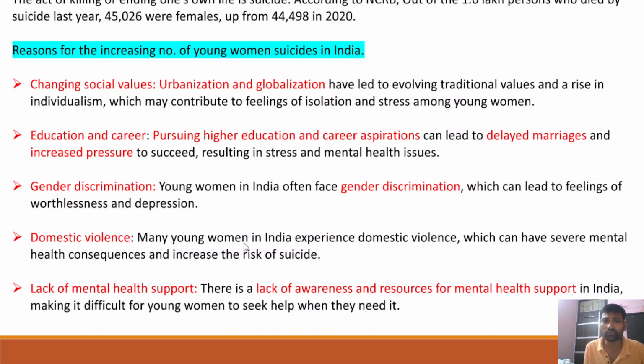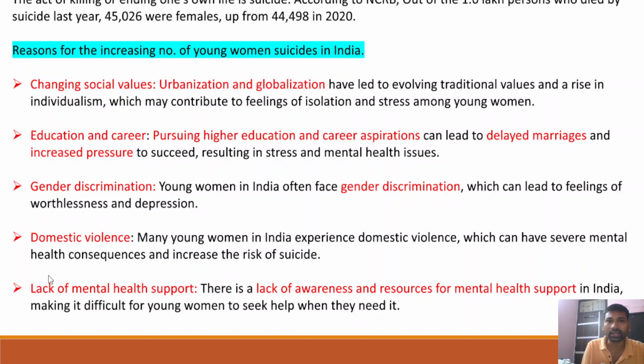Okay. So many young women in India experience domestic violence, whether married or unmarried. Both of them may experience high levels of domestic violence, and high levels of domestic violence expose women to mental health issues. They will have mental health consequences, and this will further increase the risk of suicide among young women. After that, lack of mental health support, because as we have discussed, in India the access to mental health care facilities is very low compared to other countries, and people have no awareness about mental health care, and in India also the resources are inadequate for mental health support. So because of all these reasons, the suicide rate has been constantly increasing among young women in Indian society.